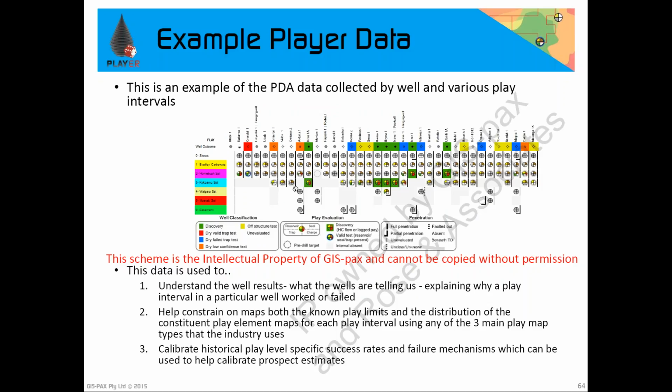And we use this data in three ways. Obviously on a well-by-well basis, we understand why things work and fail now, so we can tell a story. We then use that same data on maps. So obviously we take the reservoir data and we plot it on the reservoir presence map, etc., etc.